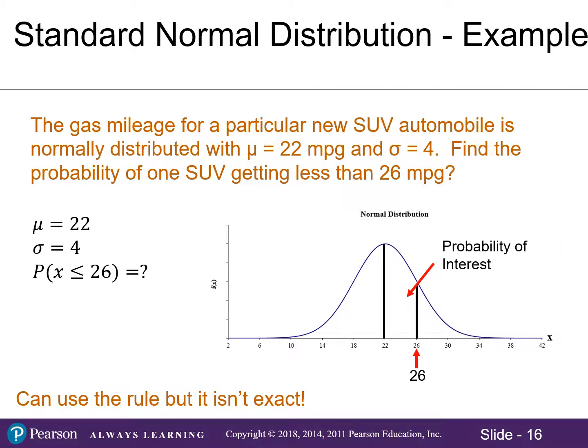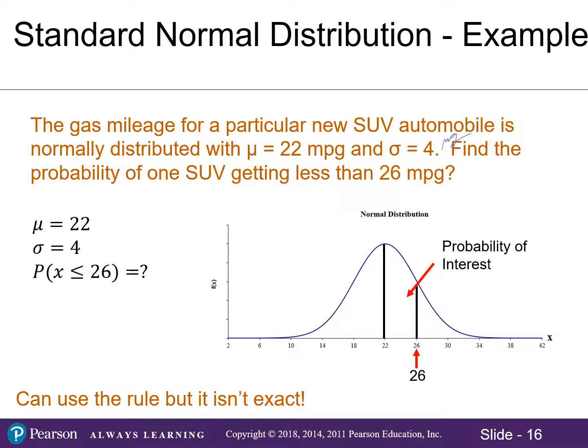So let's look at an example, which will hopefully help you understand what's going on here. Suppose we're looking at SUVs, and their gas mileage is normally distributed with a mean of 22 miles per gallon and a standard deviation of 4 miles per gallon. This should have the units in it as well, because one of the reasons we like the standard deviation is that it has the same units as the mean.